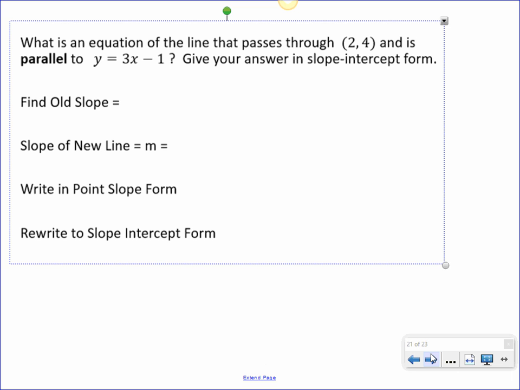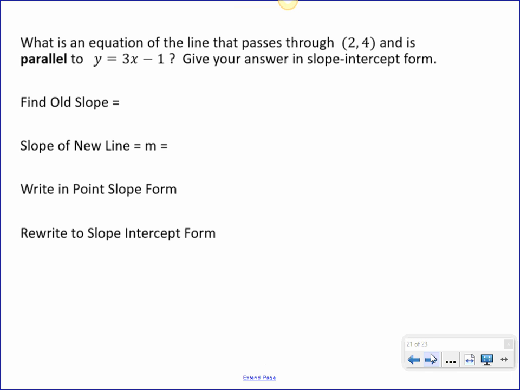Next one's a similar problem. This time we want to go parallel lines. Again, if I read through that problem, it says, what is the equation of the line that passes through (2, 4) and is parallel to y equals 3x plus 1? Give your answer in slope-intercept form.